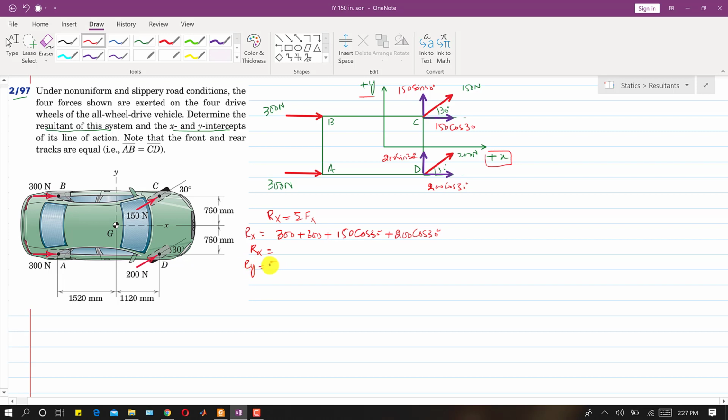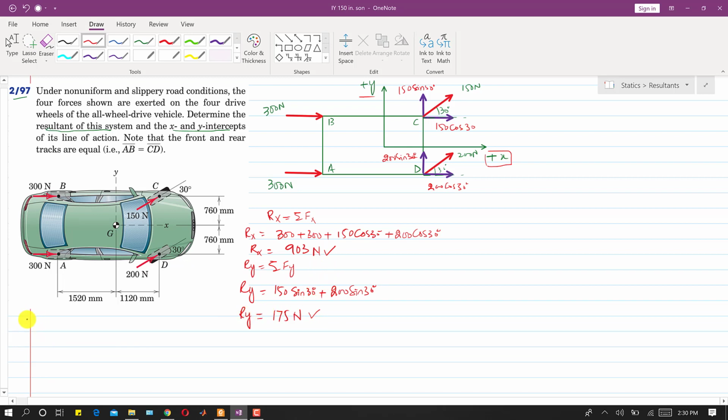To find Ry, Ry will be equal to the summation of all forces along y. Only these two components are there, and they are in the positive y direction, so both will be added. So it will be 150 sine of 30 degrees plus 200 sine of 30 degrees. This will give us Ry. Let me solve this. So we get Rx equal to 903 Newtons and Ry equal to 175 Newtons.